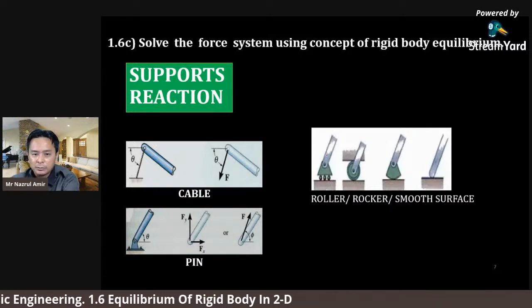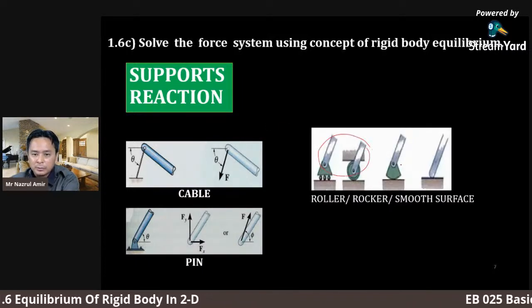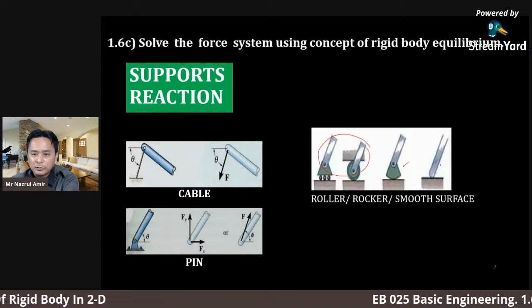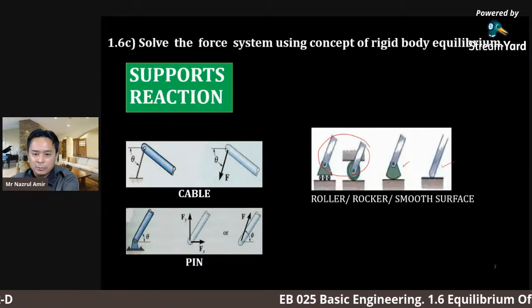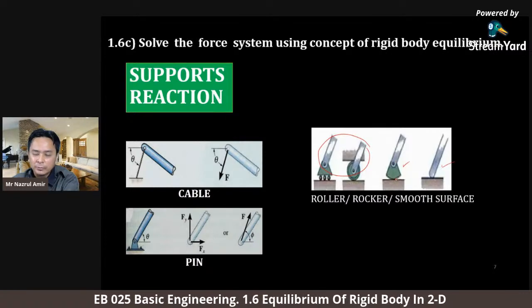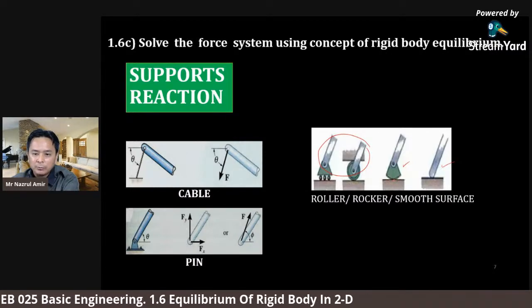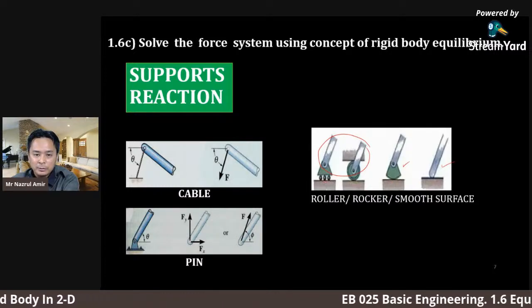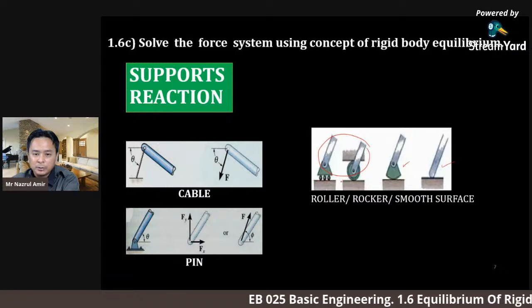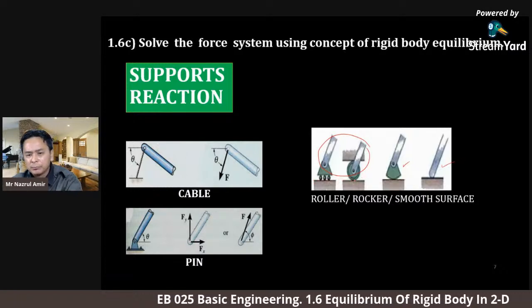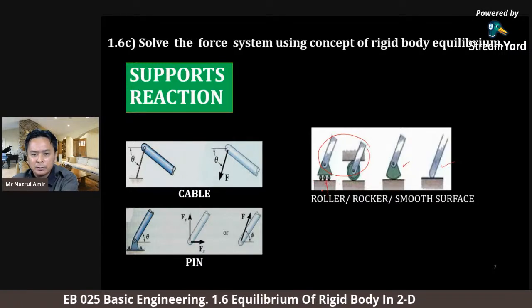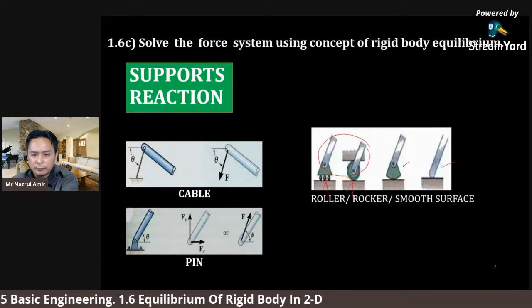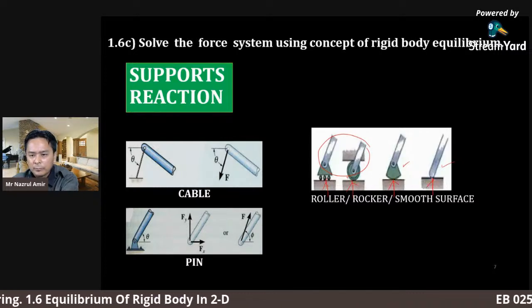This is roller support, this is rocker support, this is smooth surface. All these supports will produce the same reaction forces. They will produce only one unknown. The unknown or the reaction will be directed normal to the plane, normal to the surface of the contacting surface, like this.